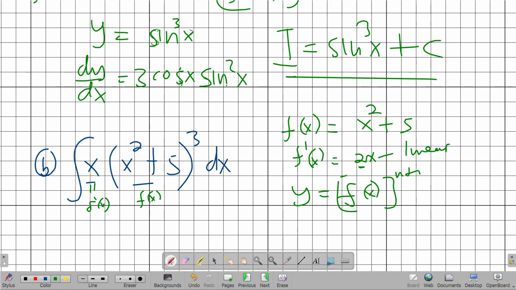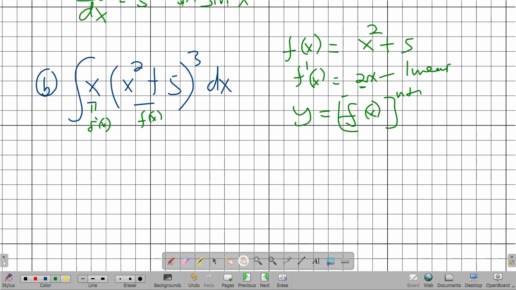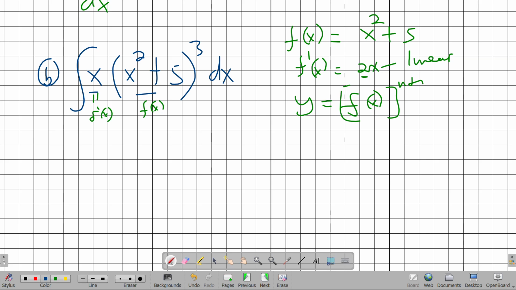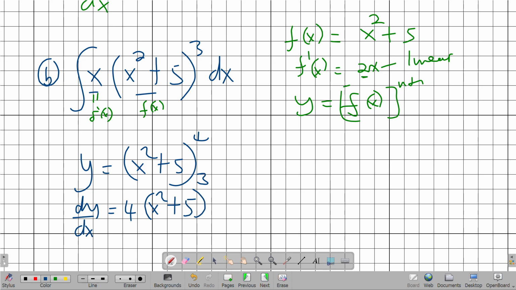So let us see what our y is with respect to this question. Our y becomes y is equal to x squared plus 5 to the power of 4. That's your y. And if you find dy, let's see if it goes back here. Let's check. It is going to be equal to 4 times x squared plus 5, you subtract 3 here. Then you differentiate the inside function. It is 2x.